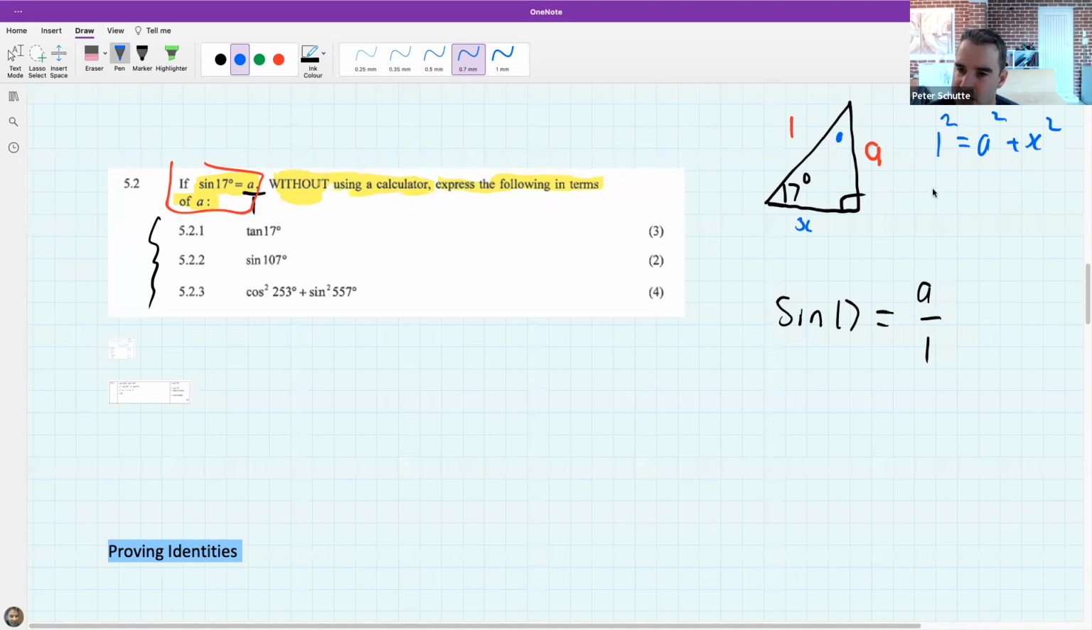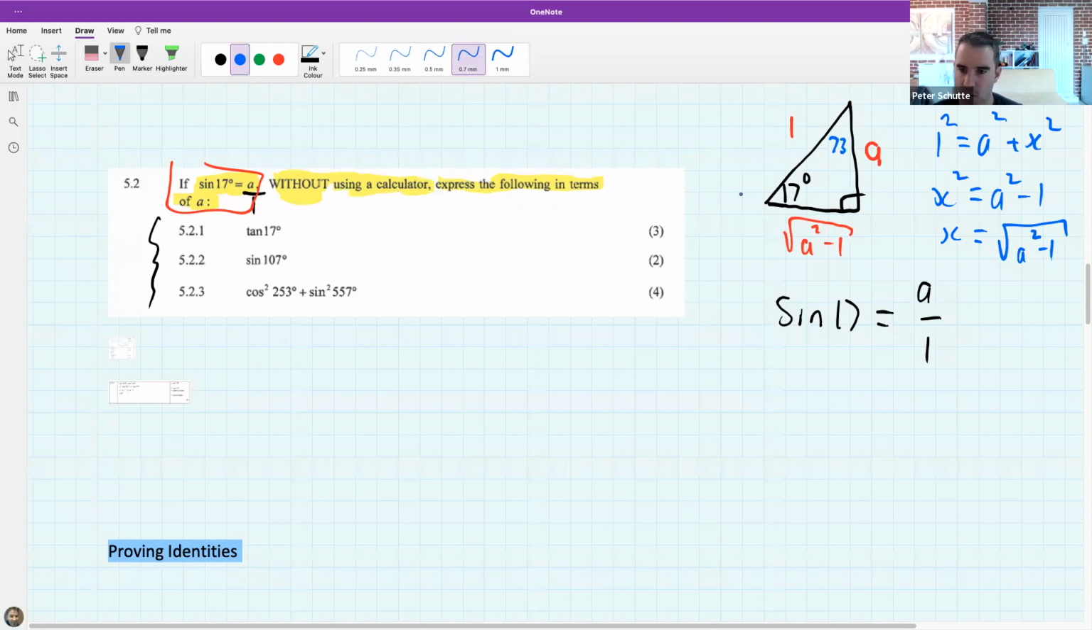And then to make X the subject of the formula, we get X squared equals 1 squared minus A squared, and X is just going to be that. So this is going to be the square root. Now that is a bit of a mouthful, but I suppose you're in grade 11, and once you get this triangle part, it makes sense. So 73 over here, I think. Okay, so that is step one, and it's probably the hardest step in the whole question.